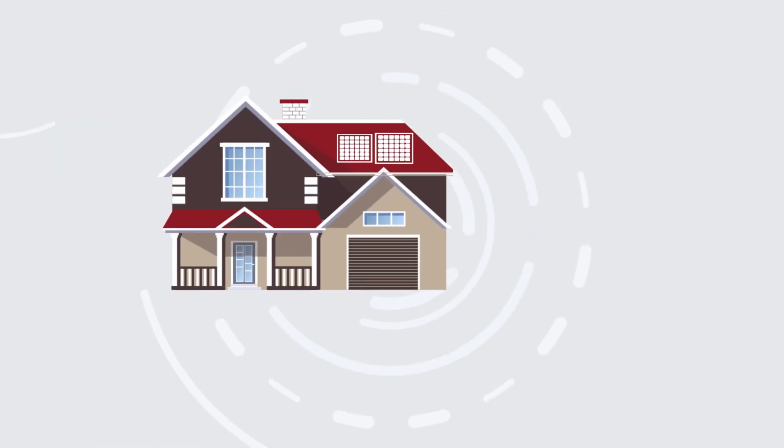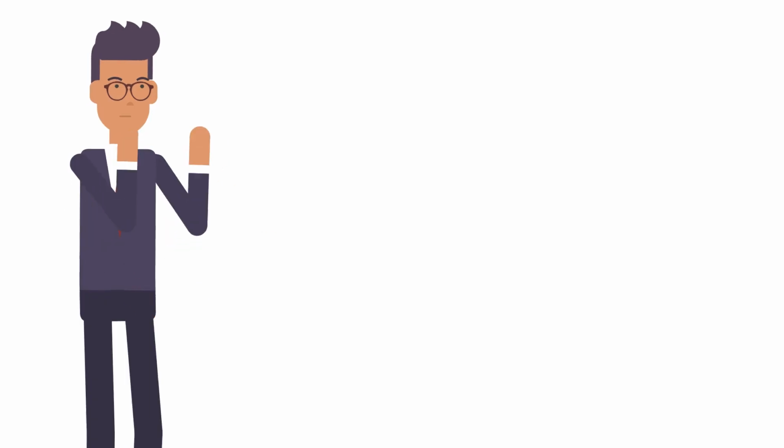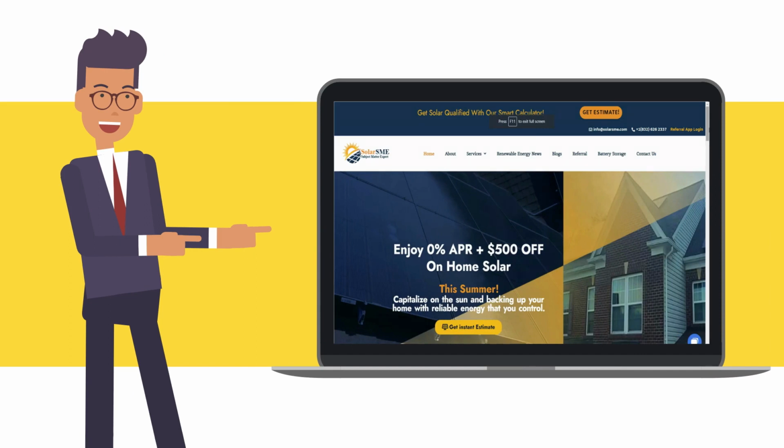Installation. This stage involves mounting the solar panels on your roof or ground, connecting them via proper wiring, and installing the inverter and other necessary components. It's crucial to hire qualified professionals like solarSME to ensure a safe and efficient installation.